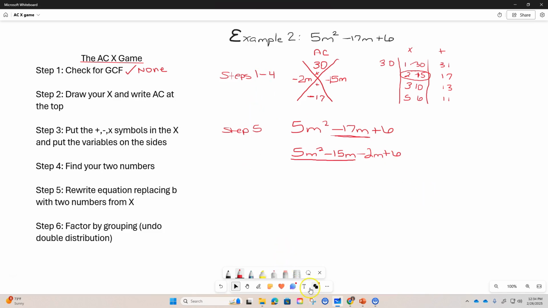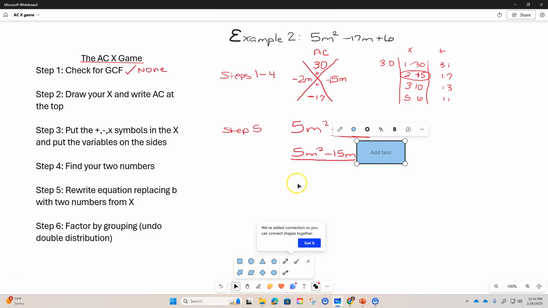I wonder if I can cover it up with a shape. I don't know. We'll see. I might can. There we go. I'm just going to completely ignore it for a second, and I'm only going to factor out this. These two have a GCF of 5M, so I'm going to pull the 5M out front.